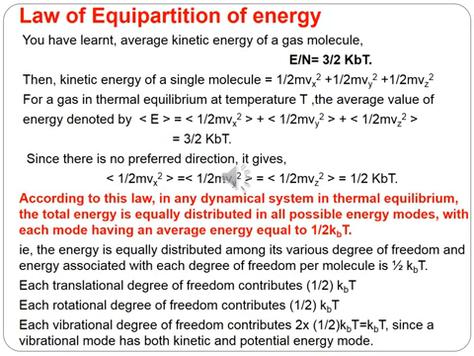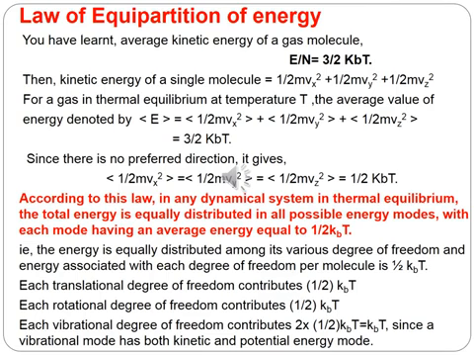Then, the kinetic energy of a single molecule can be written as 1 by 2 m vx square plus 1 by 2 m vy square plus 1 by 2 m vz square, which is the sum of three modes of translational kinetic energy. You know that as the gas system is isotropic, the squares of the velocities of the gas molecule along the x-axis, y-axis and z-axis would be the same. That is, vx square is equal to vy square is equal to vz square.